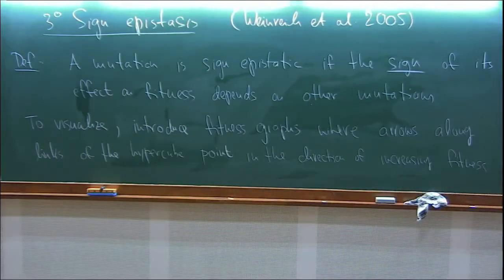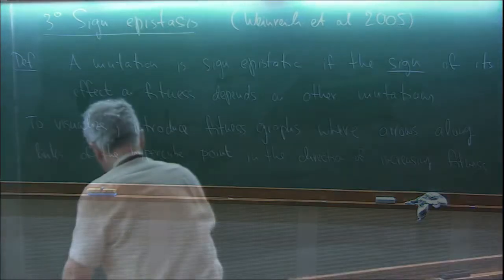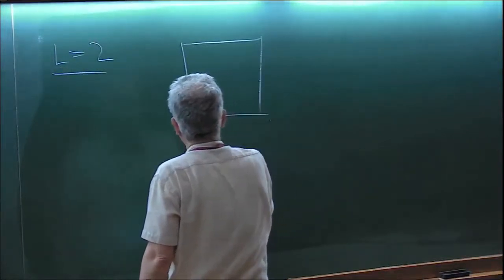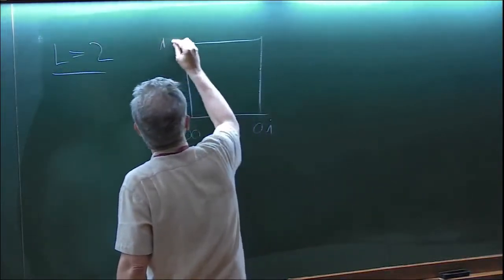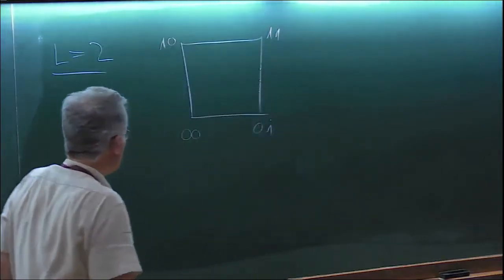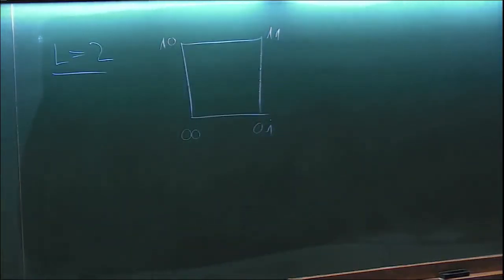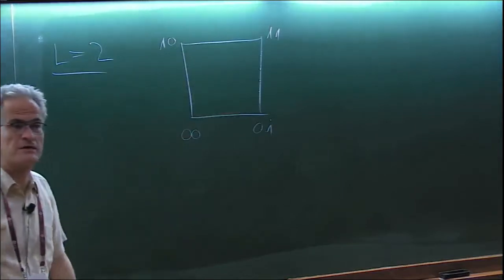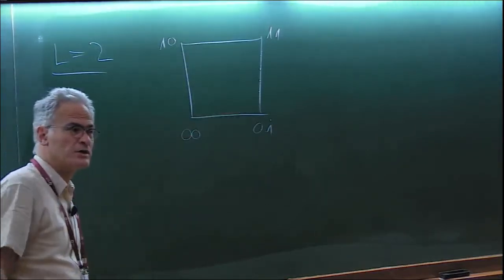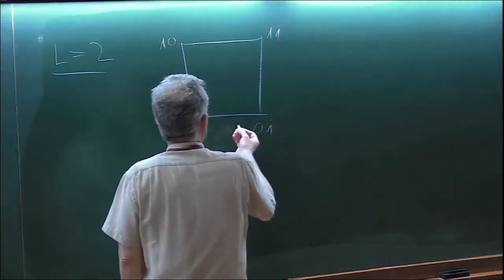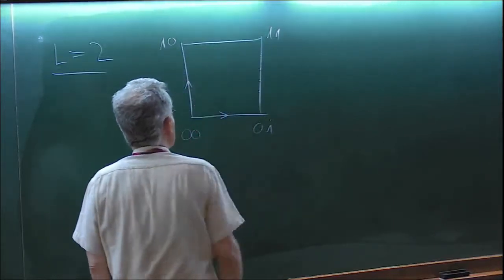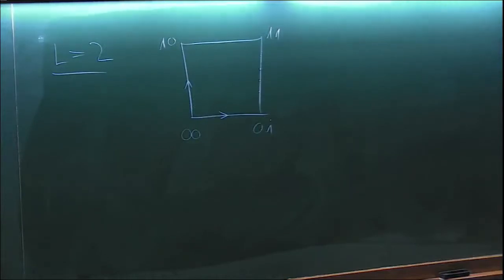Okay, so let me draw a new picture here. Let's look at the case, first, just L equal to 2. All right, so this is my graph. And now for each link, I draw an arrow which points in the direction of increasing fitness. As I said, there's a function defined on the vertices of this graph, and I'm just recording whether this function increases or decreases. For example, suppose that both the mutation 1 and the mutation 2 increase fitness, then I draw the arrows like this.